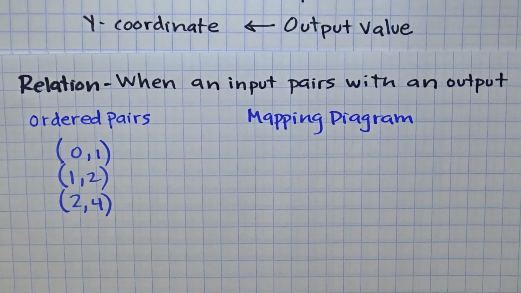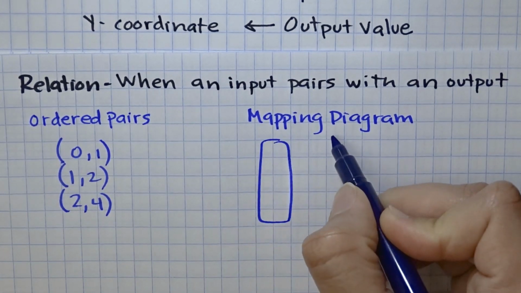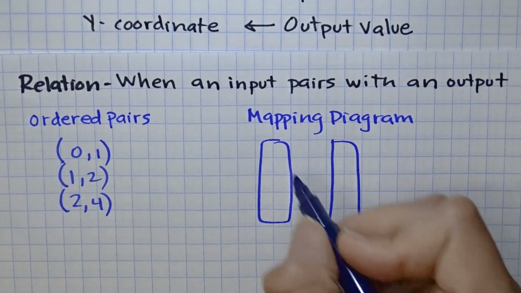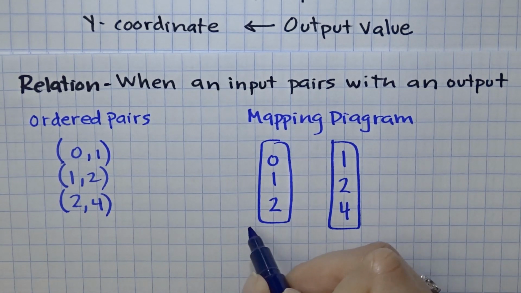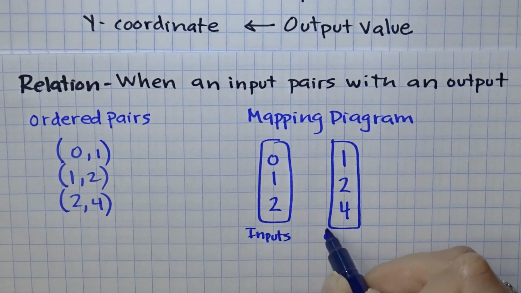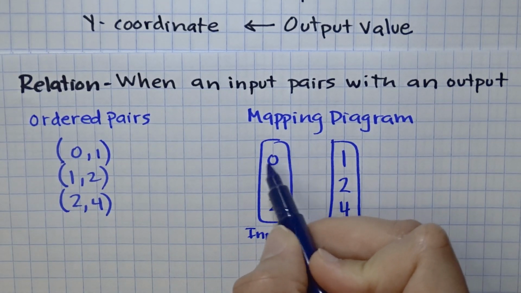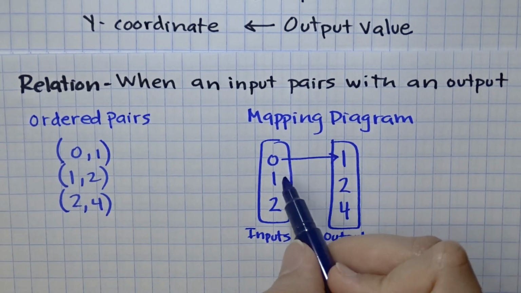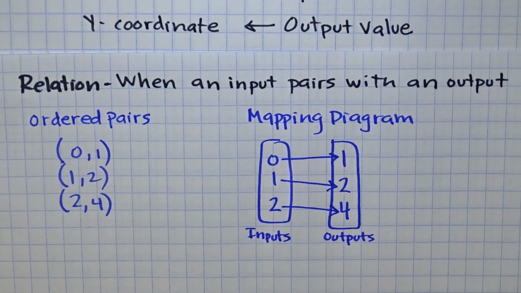And the term mapping is kind of like something linking to something else or something going onto something else. So it's like a direct relation between two things. So in a mapping diagram, you've got two bubbles. And in the first one, you have all your inputs. And in the second one, you have all your outputs. All right, so if you want to write that down, these are your inputs. These are your outputs. And the way a mapping diagram works is it's showing you that when you have 0 as an input, the output was 1. When 1 was the input, the output was 2. And when 2 was the input, the output was 4. So in a mapping diagram, you follow the arrows that show you what pairs with what.